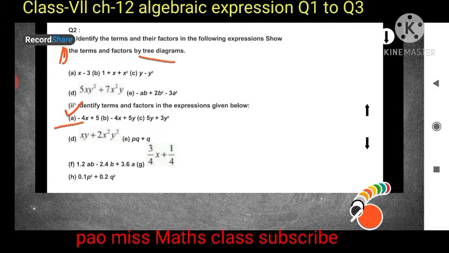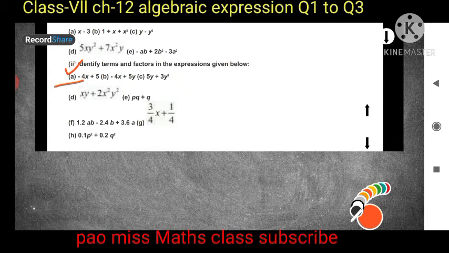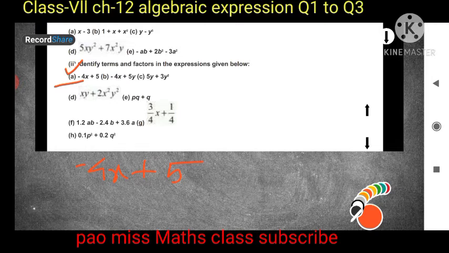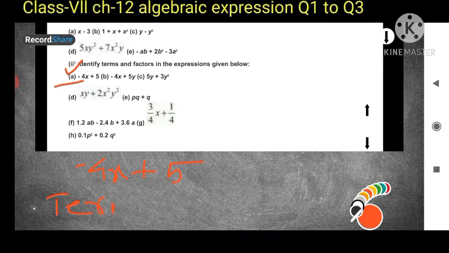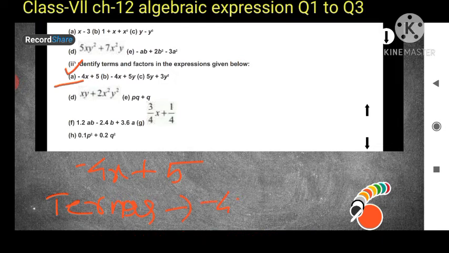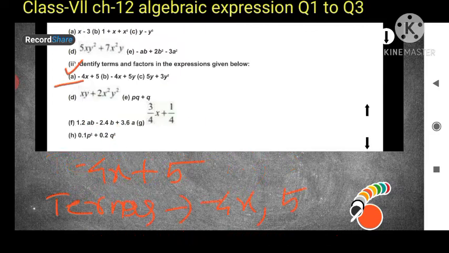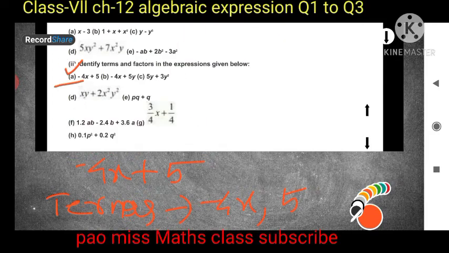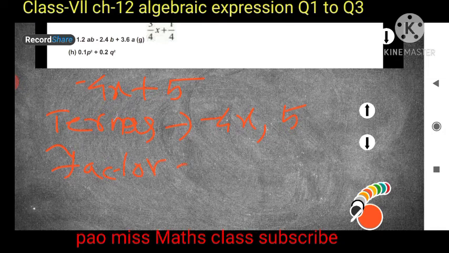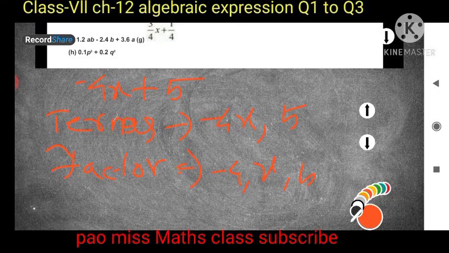So the first one given is minus 4x plus 5. What are the terms? Terms will be minus 4x and 5. Now what will be the factors? Factors will be minus 4 comma x comma 5. Okay, these are the factors.